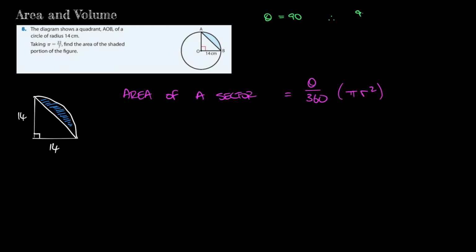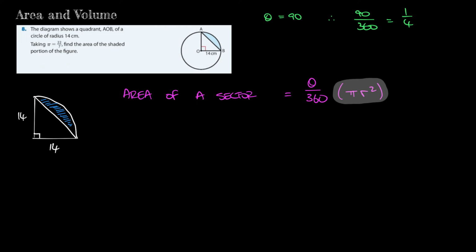Therefore, theta over 360 will simplify down to 1/4. This is a very straightforward one, because 90 divided by 90 gives you 1, 360 divided by 90 gives you 4, and you can tell by looking at this that it's a quarter of a circle. What this formula is doing is important to realize: this part here is getting the area of a full circle, and by multiplying it by this part here, I'm getting the portion. I'm multiplying by a quarter, so I'm only getting a quarter of a full circle.